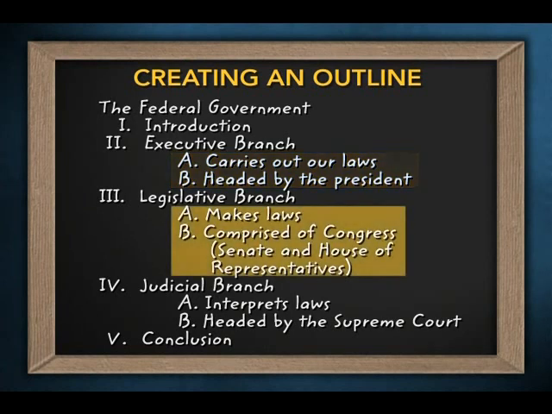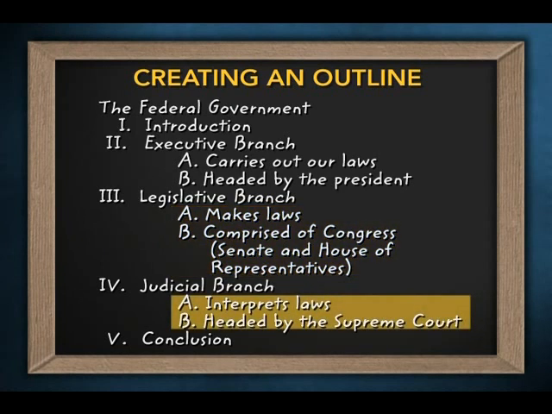So on Roman numeral 3, the legislative branch, I have A makes laws. Well, that parallels 2A, carries out our laws. And then B, you would expect that I would have the person or the people who do that function, and indeed I do. I have comprised of Congress, the Senate, and the House of Representatives. Those are the people who make our laws.